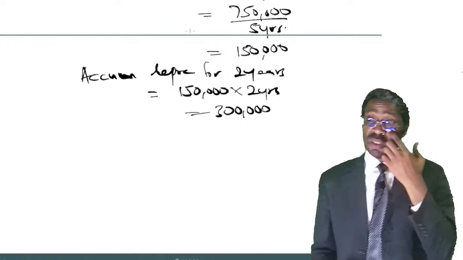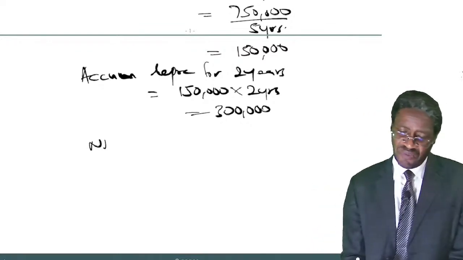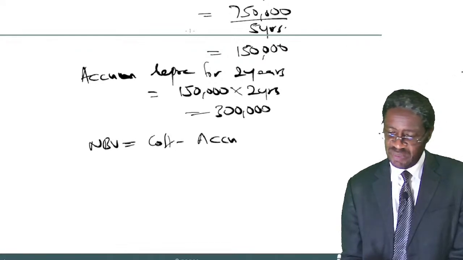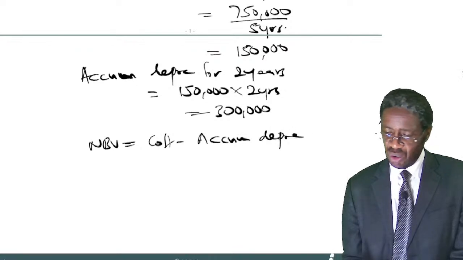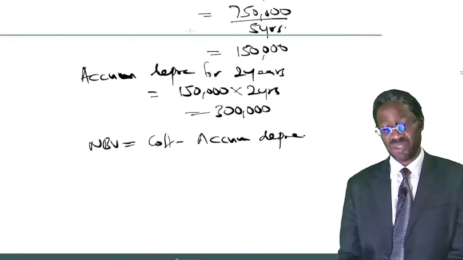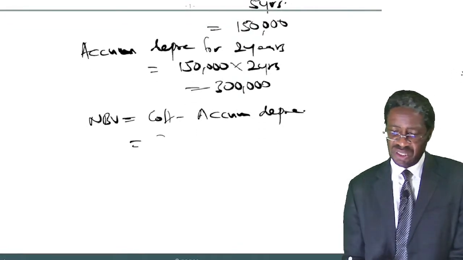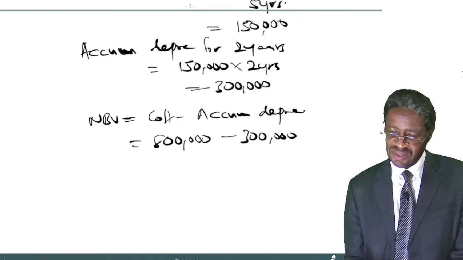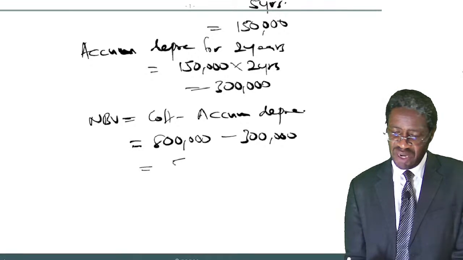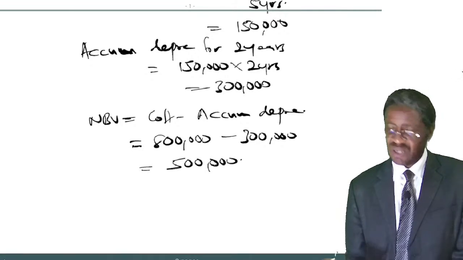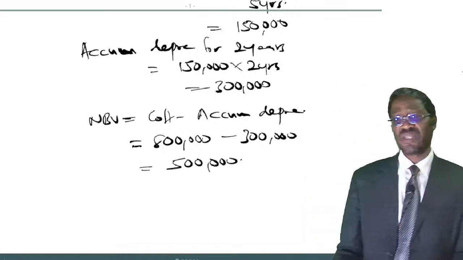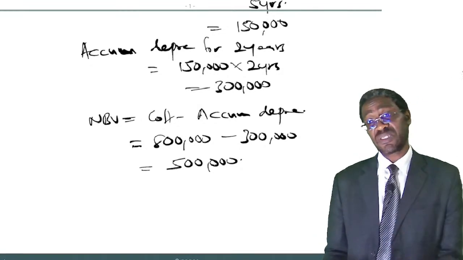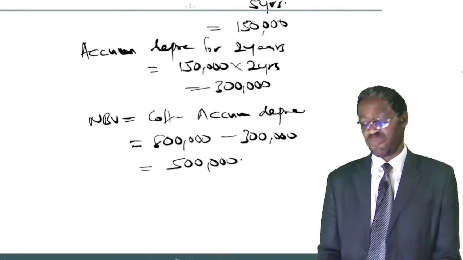Good. Then we come and now say net book value. It is obvious, it's cost minus accumulated depreciation. The cost is 800,000 minus 300,000. That gives me an amount of 500,000. Good. So now we know the carrying amount of the plant.